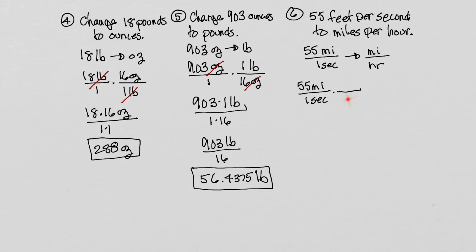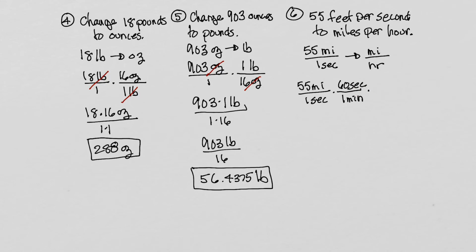Now, here's a conversion that we know. I've got seconds and I want seconds to cancel. So I know that there's 60 seconds in 1 minute. Right now, that's just the one. 60 seconds in 1 minute. That's the same thing, but now the seconds are going to cancel.